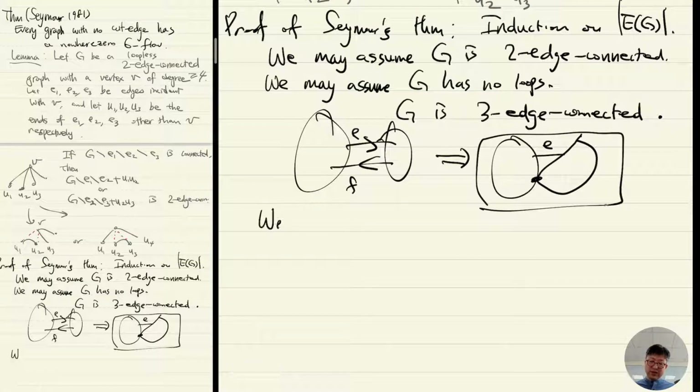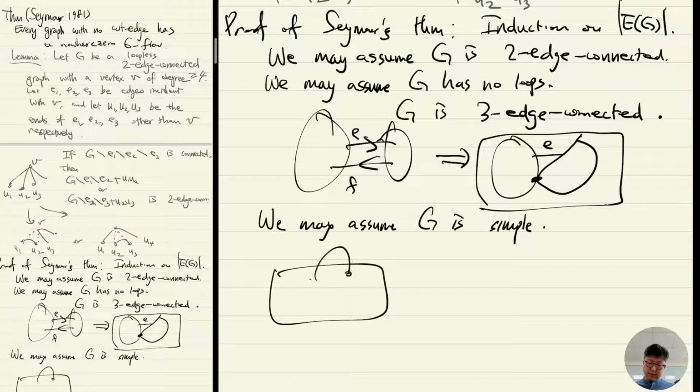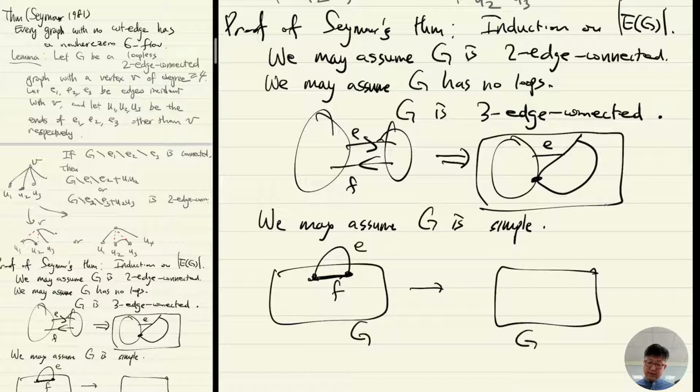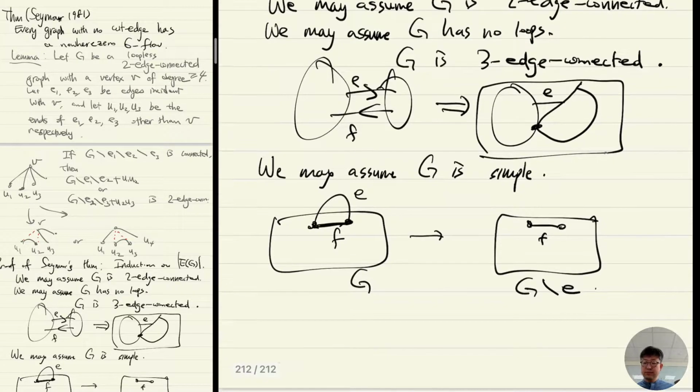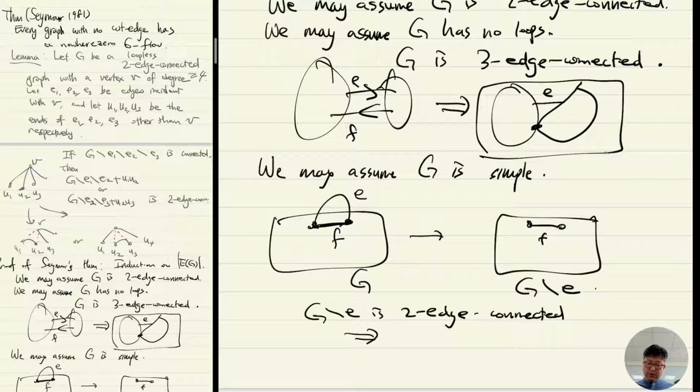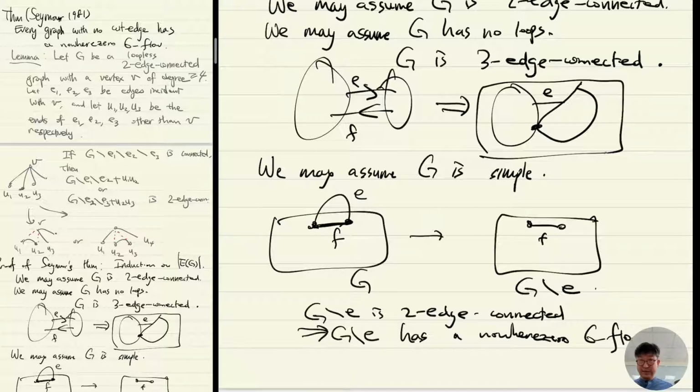Now, what are the other assumptions? We can assume G is simple. Why? Suppose not. So let's say E and F are parallel. Let's delete E. Even if I delete it, this is still 2-edge connected because nothing changes, right? So G delete E is 2-edge connected, so it has a nowhere-zero 6-flow by induction.